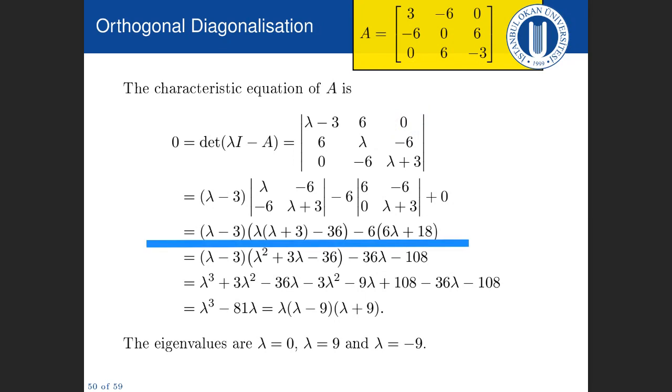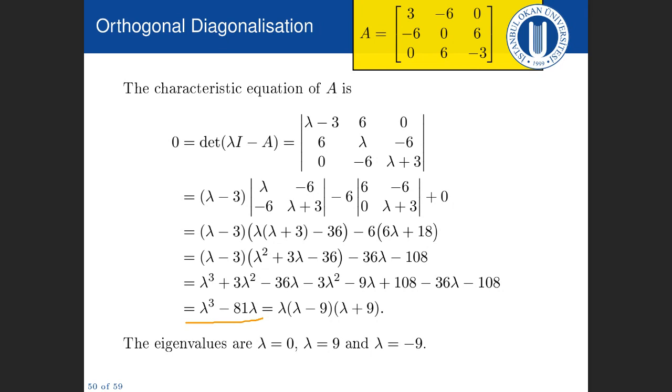Two by two determinants are easy to write down. First one: lambda times lambda plus 3 minus 36. And the second one is 6 lambda plus 18. Multiply that all out, rearrange. Lots of terms cancel, and we're left with lambda cubed minus 81 lambda, which is the same as lambda (lambda minus 9)(lambda plus 9). So we have three different eigenvalues: lambda equal to 0, lambda equal to 9, and lambda equal to minus 9.